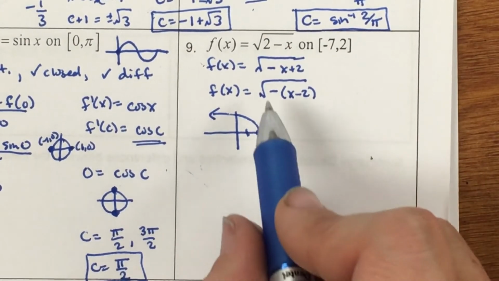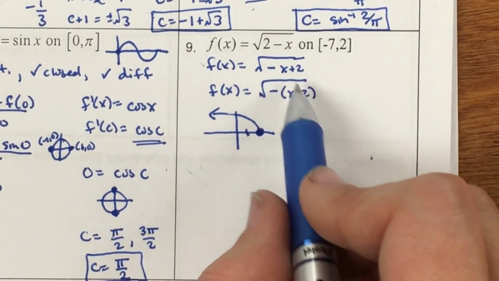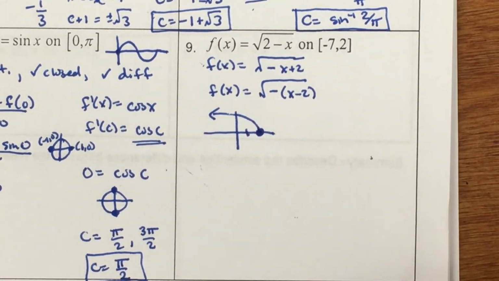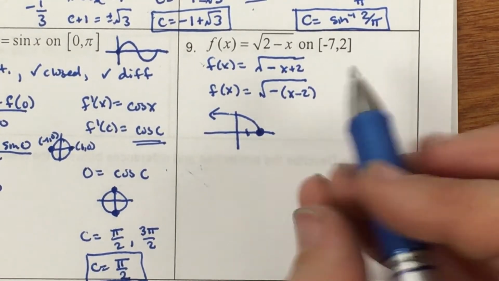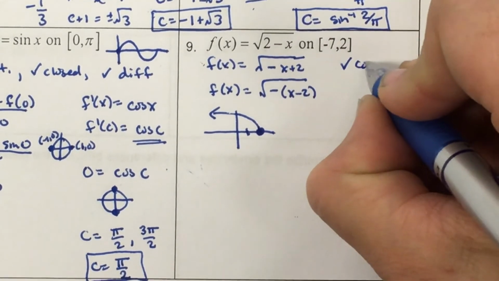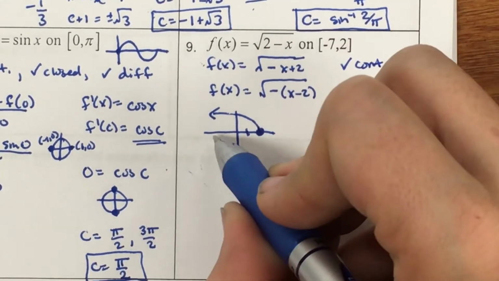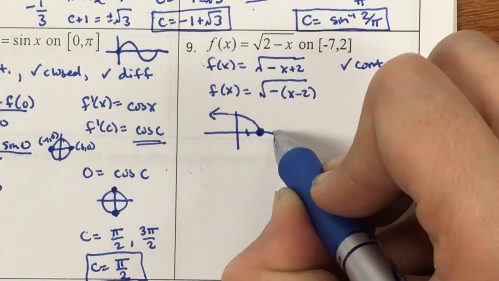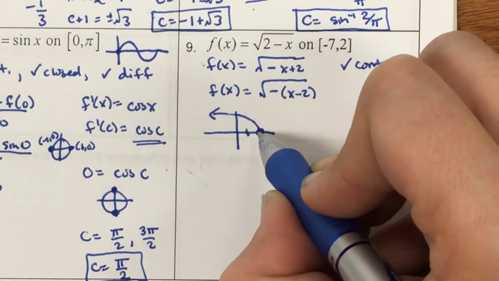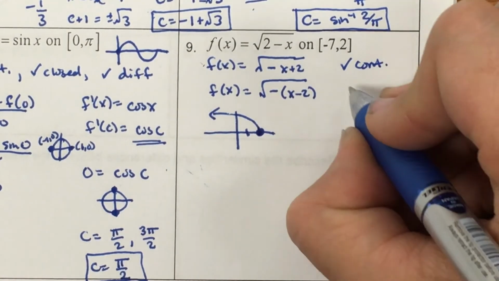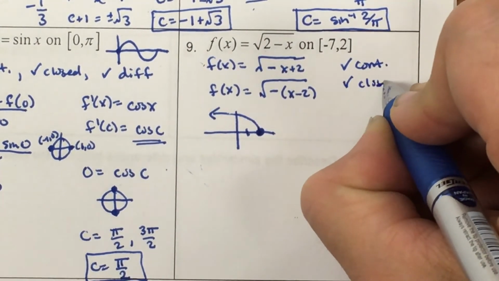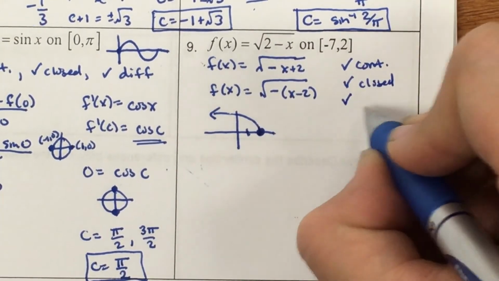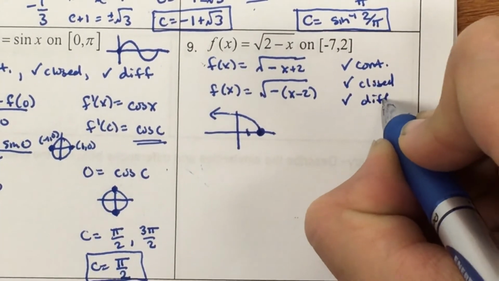And if you didn't know that, you could always plot points, make an XY table, and plug in numbers, and you start to see points that go out that way. But a function like this is continuous on -7 to 2. We have to be careful, because if it said -7 to 3, we're out here, nope, wouldn't be continuous, because it stops at 2. It is closed, and it's differentiable. It's a smooth curve, no corners, cusps, vertical tangents, or discontinuities.